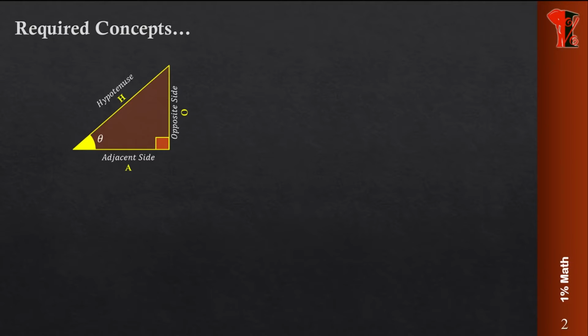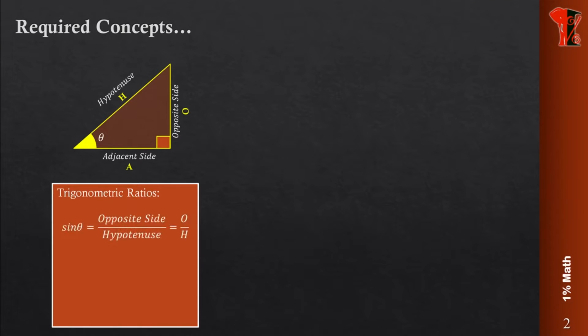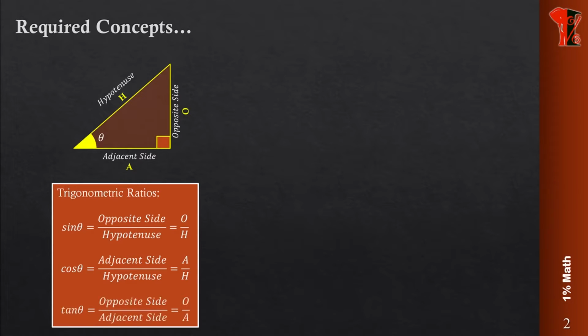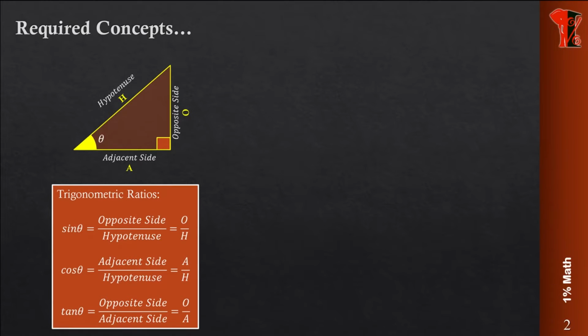The trigonometric ratios required for this are, as we all know, sine theta, which is opposite side by hypotenuse, represented as O by H; cos theta, which is adjacent side by hypotenuse, A by H; and tan theta, which is opposite side by adjacent side, equal to O by A. Remember, the opposite side can also be called height, and the adjacent side can also be called distance. That means the applications of trigonometry are specifically for height and distances. We can also take the hypotenuse, but heights and distances are the major concept in this.